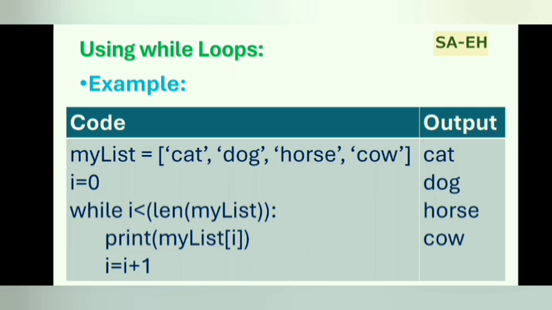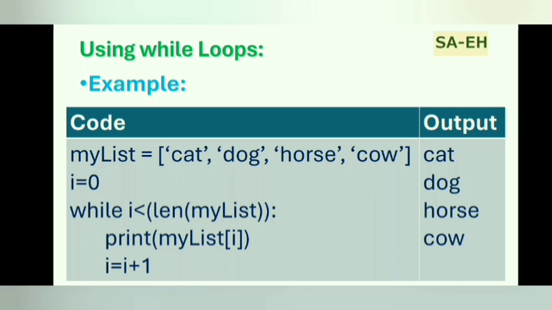The while loop continues as long as the index variable i is less than the length of the list. The len function returns the number of items in the list. That means it returns the length of the list. Here len function returns 4. Inside the loop, access the item at the current index and print it. After printing the item, increment the index to move on to the next item.